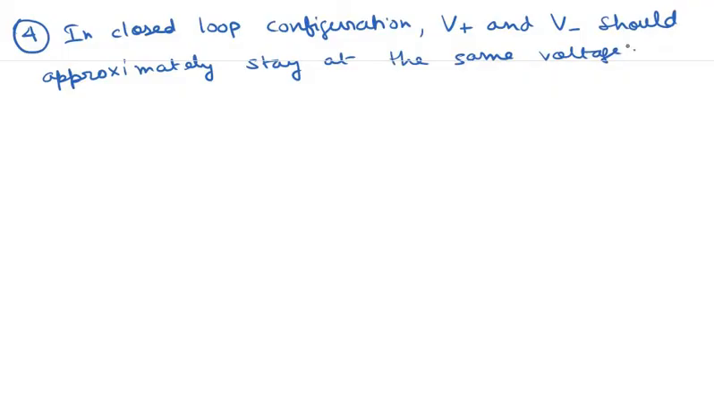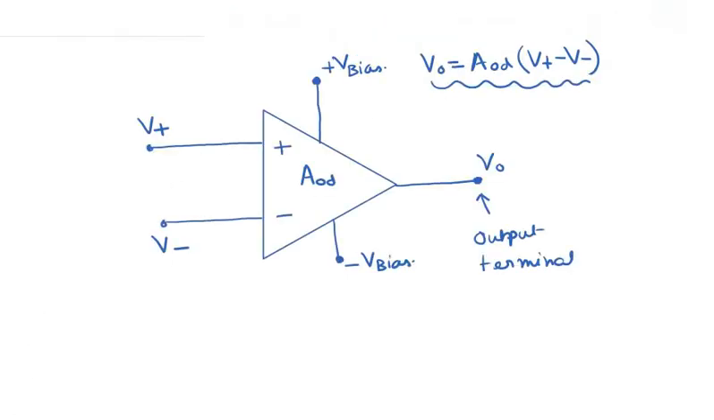Let us understand what the closed loop configuration of an op amp is. It is a configuration where the output and input terminals are connected by a feedback loop, through a resistor, capacitor or maybe inductor. So the output and at least one of the inputs should be connected through an external impedance.